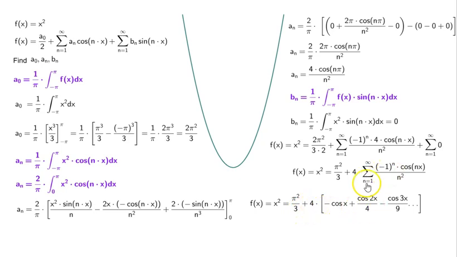Now take it one by one. So when n is equal to 1, minus 1 to the power of 1 is minus 1. So minus, n square, 1 square is 1, times cos x is cos x. Now when we take n equal to 2, what happens? Minus 1 square is plus 1. 2 square is 4. Cos 2x. Again, when we take n equal to 3, we get minus 1 to the power of 3, which is minus 1. So minus cos 3x by 3 square, which is 9.